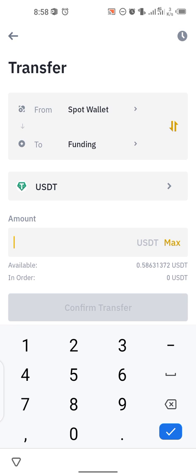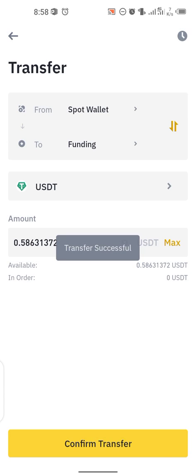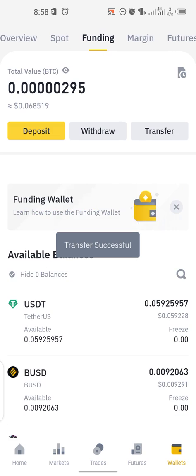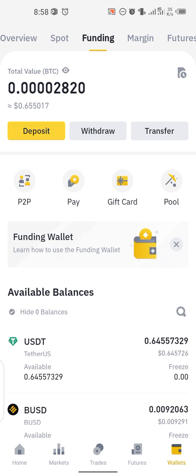But if you are this kind of person who wants to separate your profits from your capital, then you will tap and transfer your profits to your funding wallet to separate your capital from your profit. But me, I love using my profits to trade again. Okay, so that is the first thing.